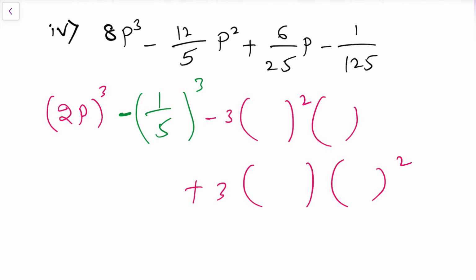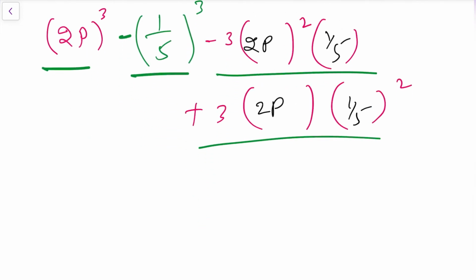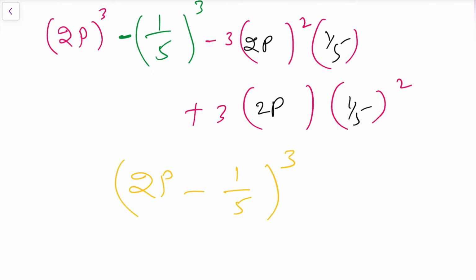So now let us check. In the place of a, 2p, in the place of b, 1 by 5. So now if we observe this clearly, we will get a cube minus b cube minus 3a square b plus 3ab square. It is nothing but the a minus b whole cube formula. So a is nothing but 2p, b is nothing but 1 by 5. So 2p minus 1 by 5 whole cube. By this, 8th bit completed.